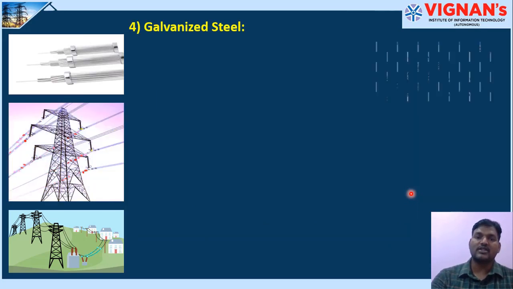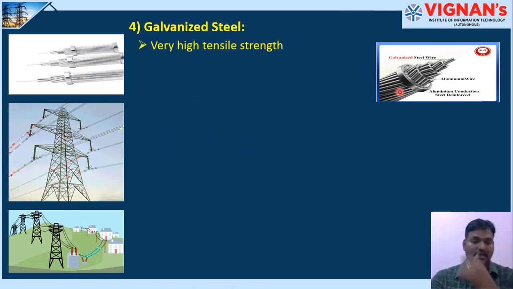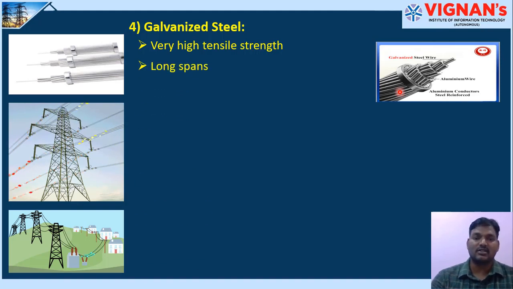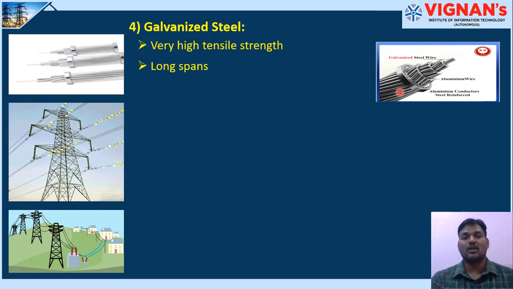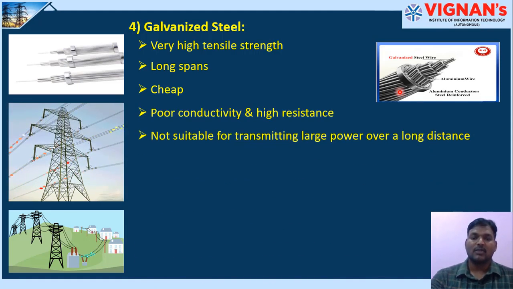Next type is galvanized steel. So here in this figure you can see the conductor is made up of GS wire core and it is stranded with aluminum. So it is almost similar to ACSR, but here the core material is made up of galvanized steel which is having high tensile strength. It can be used for long spans of distances. It is inexpensive and also it is having poor conductivity and high resistance. But it is not suitable for power transmission over very long distances.